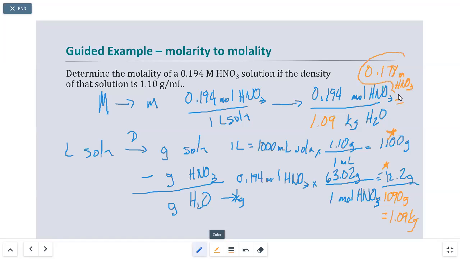And remember again, for concentration, it's important to have all 3 components. I need to have the value rounded to the correct number of significant figures, I need to have the concentration unit, and I need to have the solute there, all 3.